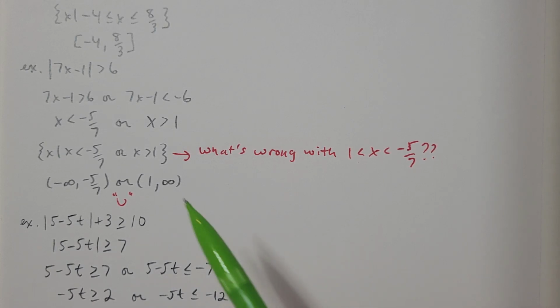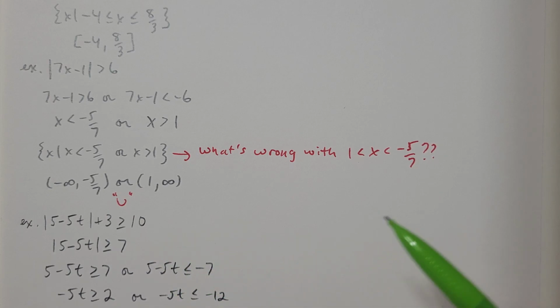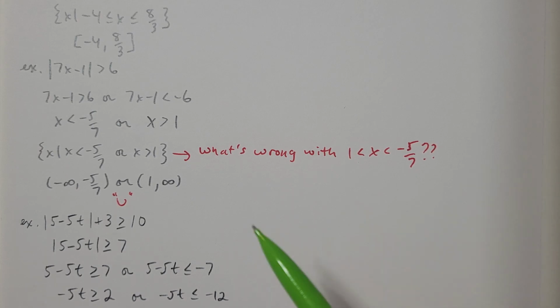Now, I have the word or written. Okay, the union sign means the word or. So if you want to use the union sign, you can. Otherwise, or is only 2 letters, right? So I'm just going to write the word or.